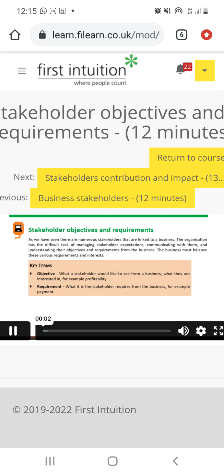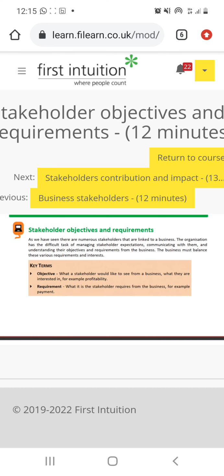Now we know what stakeholders actually are, we can focus our attention on stakeholder objectives and requirements. There is a difference between objectives and requirements, and you need to be aware of these for your examination. As we've seen, there are numerous stakeholders that are linked to a business. The organisation has the difficult task of managing stakeholder expectations, communicating with them, understanding their objectives and requirements from the business. The business must balance these various requirements and interest.